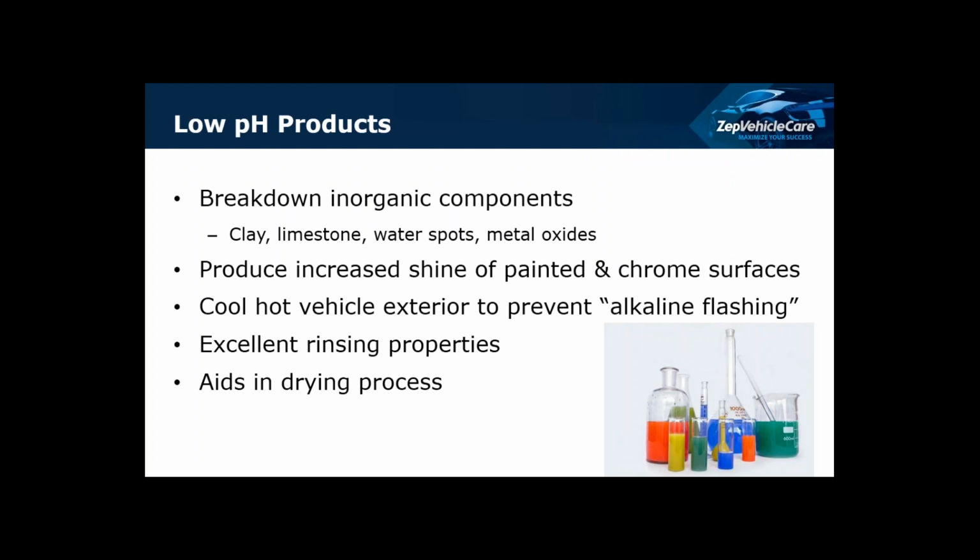Low pH products traditionally increase the shine of a painted and chrome surface. Also, they make glass really nice and shiny. In very hot areas, you can use a light solution of a low pH to cool down a car if it's really hot in some areas, and that would help prevent that alkaline flashing. Low pH products have excellent rinsing properties. They aid in the drying process. So those are the key things on low pH products.